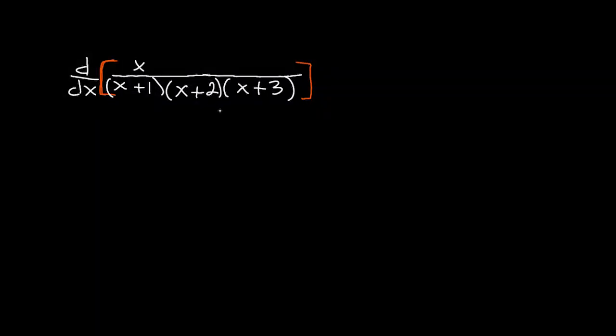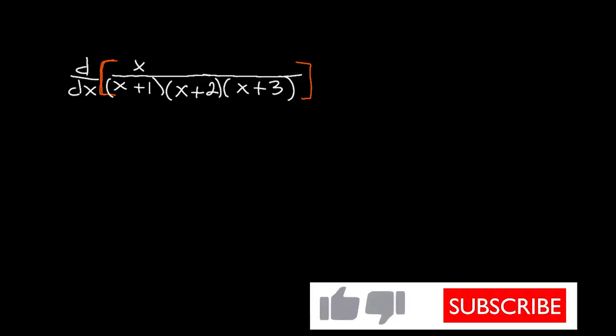Welcome to the continuation of quotient rule. We have these questions: differentiate with respect to x, and we have the function x over (x plus 1)(x plus 2), and then times (x plus 3).